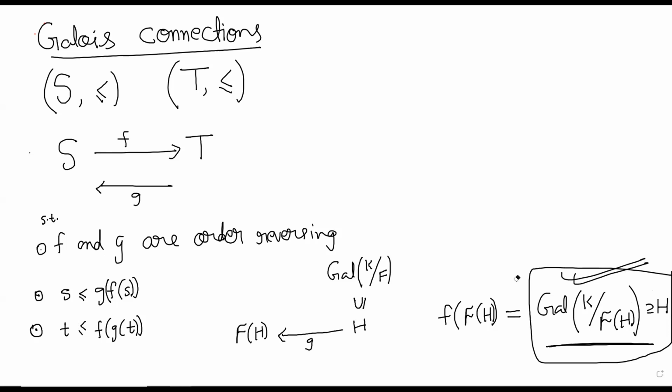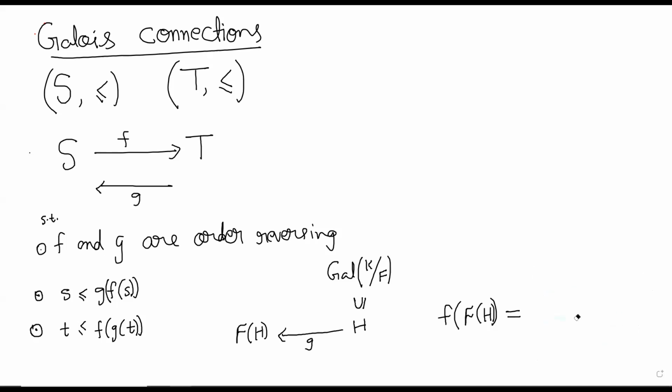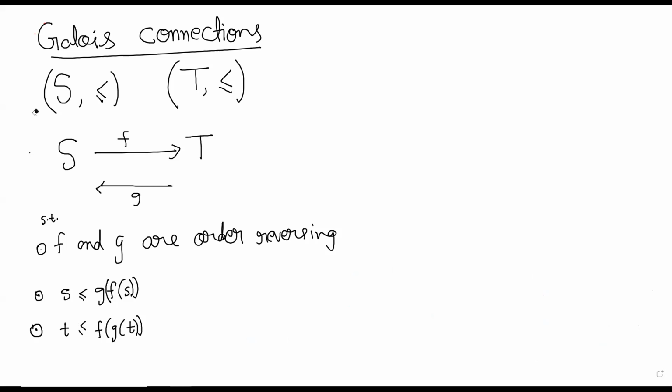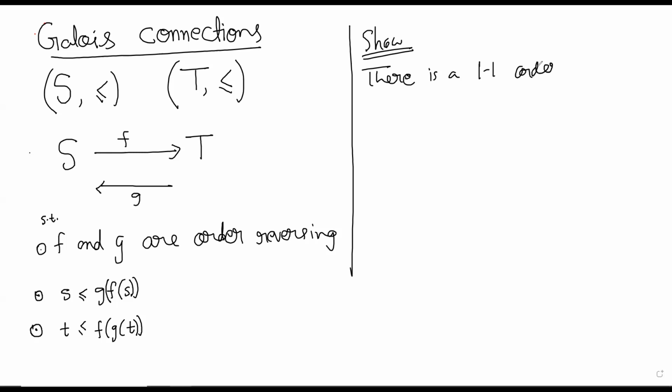Okay, so let me just erase that. That was just an example. Now let me just state the question formally. So we need to show that there is a 1-1 order reversing bijection, because after that there is really nothing to show. It's just that theory, but still, it's easy.